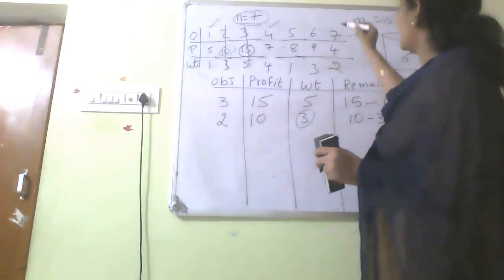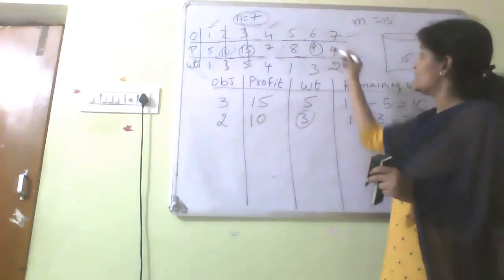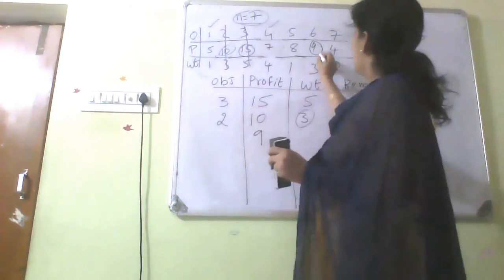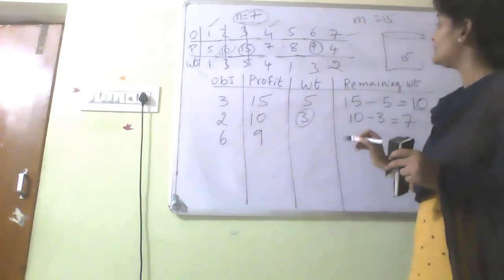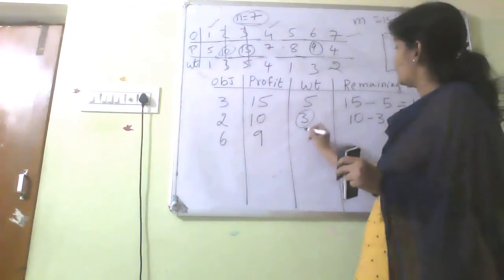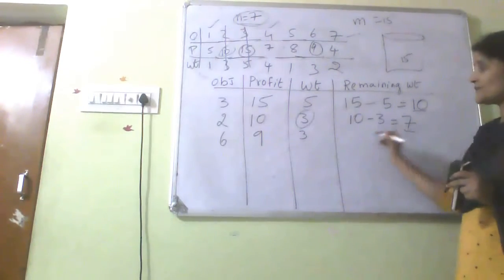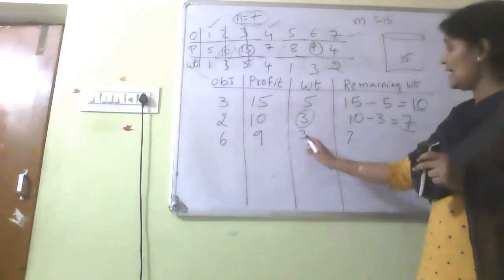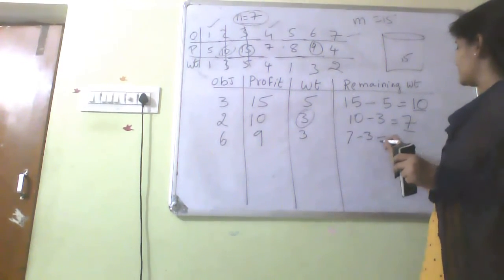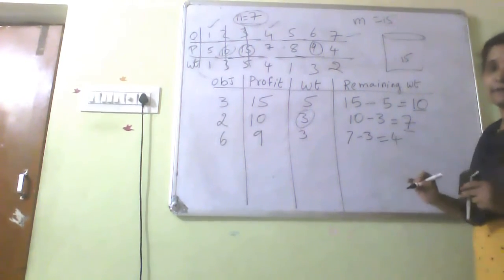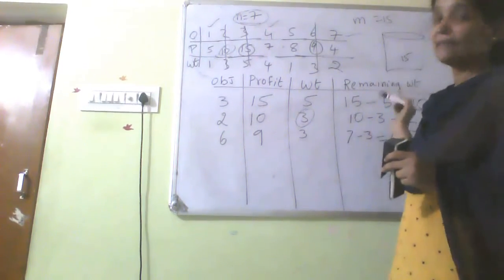What is the next maximum profit you have? The next maximum profit you have is 9. So I will take 9 here. And what is the corresponding object? 6 is the corresponding object we have. And what is the corresponding weight we have? 3 is the corresponding weight. How much space is remaining? 7 is remaining. And how much you are placing now? 3 kgs you are placing. So 7 minus 3 equal to 4. Now, so object 6 we have completed.